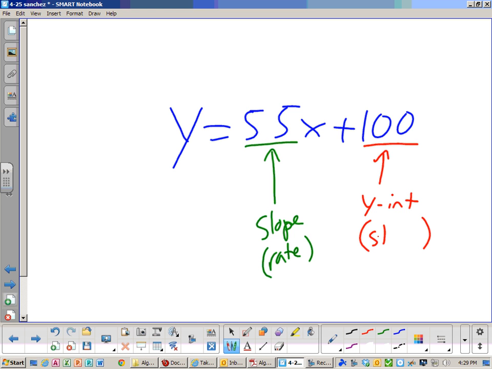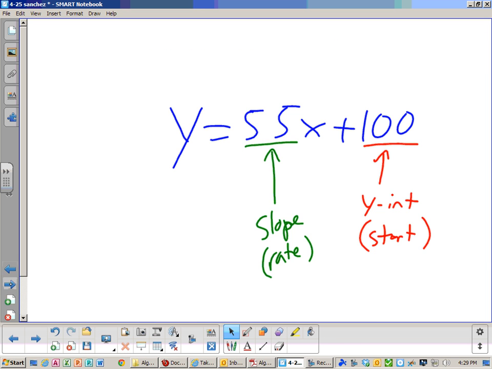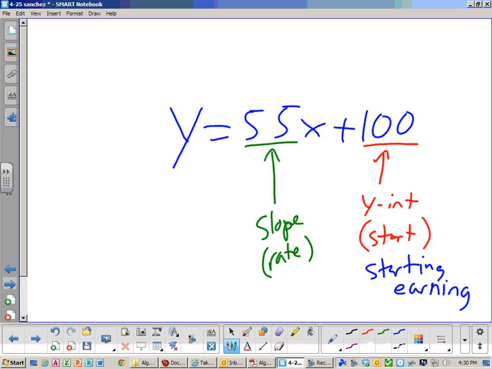The y-intercept basically is your start, right? Your start that's going on. What is the start representing in the problem? Is it some kind of starting profit you already have? What does y stand for? Y is her earnings. That means right off the bat, her starting earnings is $100. So this y-intercept is her starting earnings, her starting money. For some reason, she automatically gets $100 before she even sells a single vacuum.